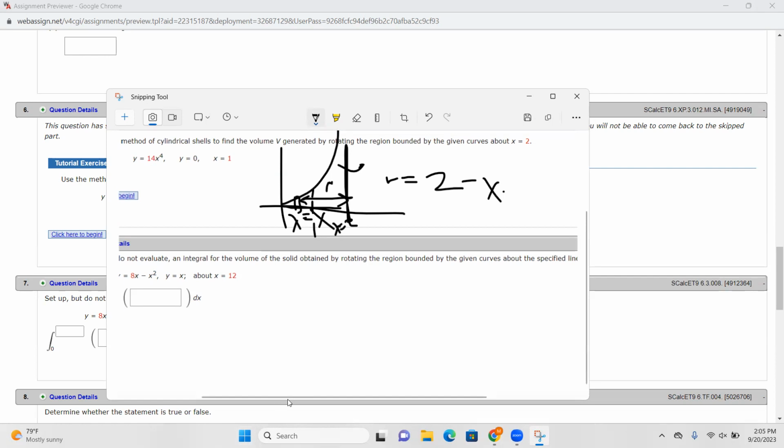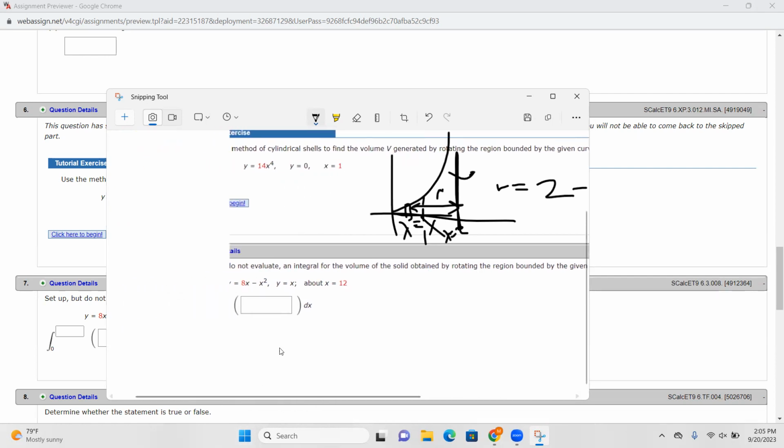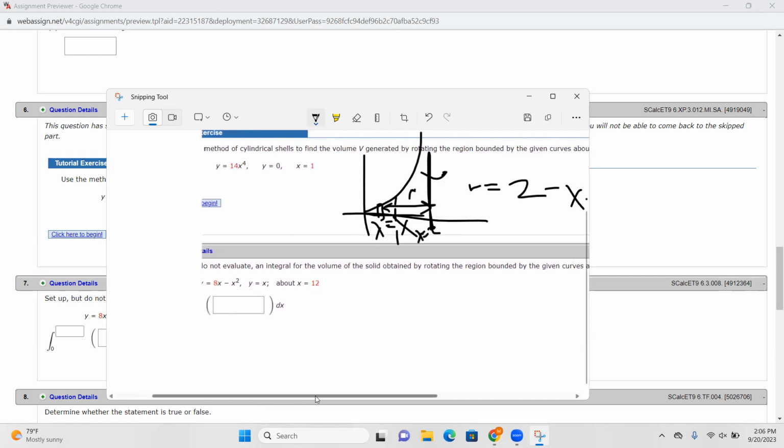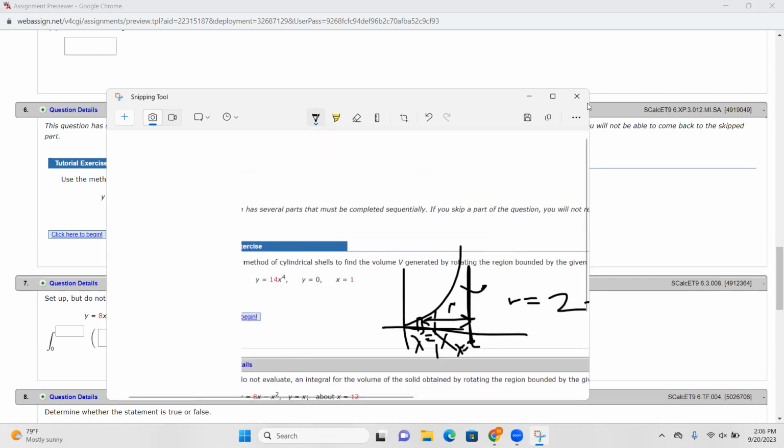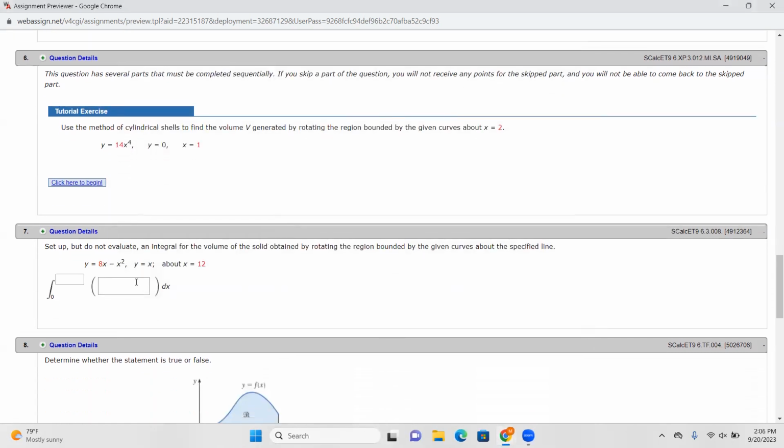Right, set up but do not evaluate. Was this the exact one in the class? No, I guess we didn't do this one. Oh, that's because my snip cut that off. Right, so y equals, that's good because that's a function of x. We're going dx, that's very good.